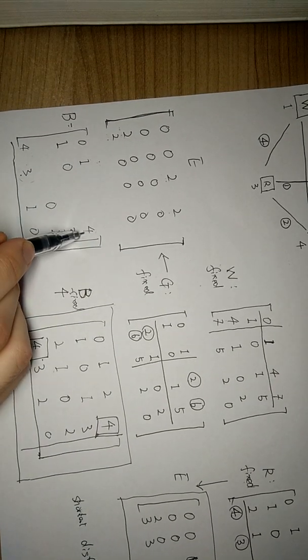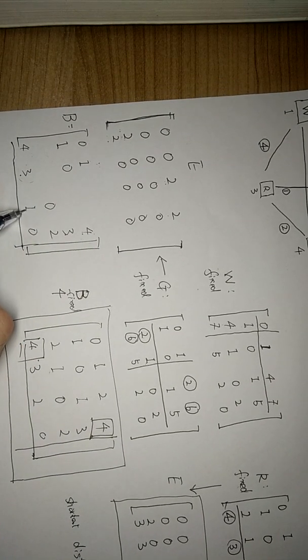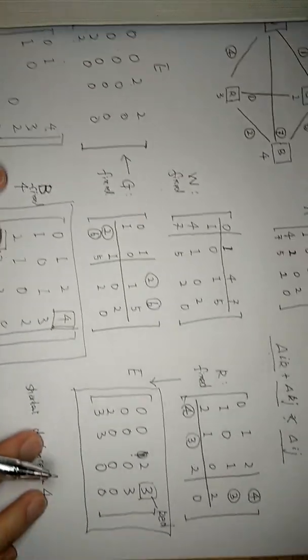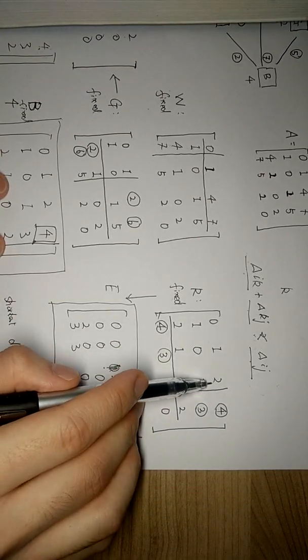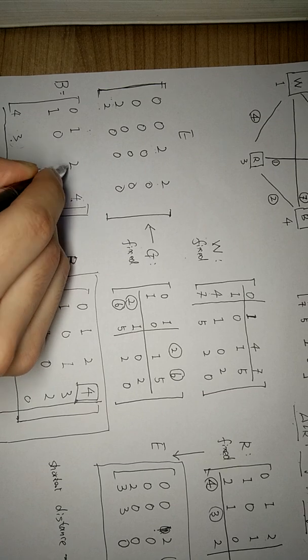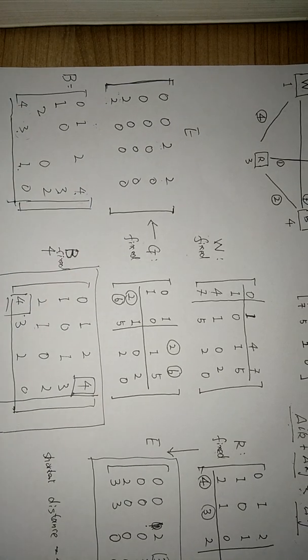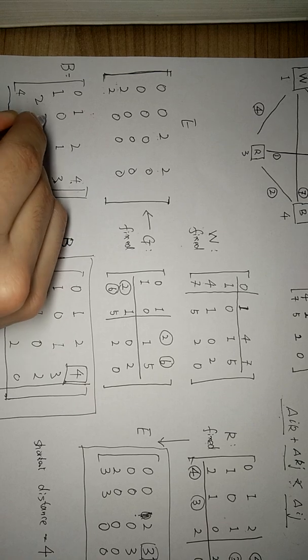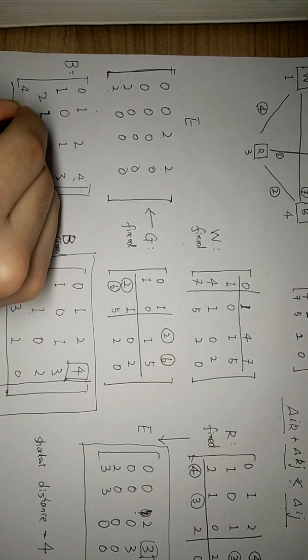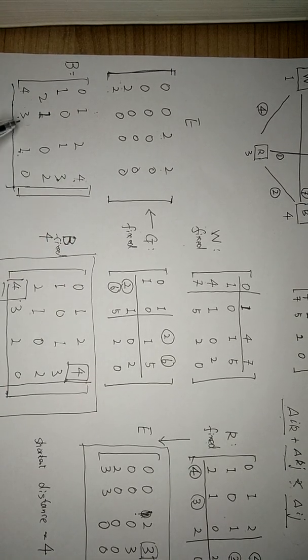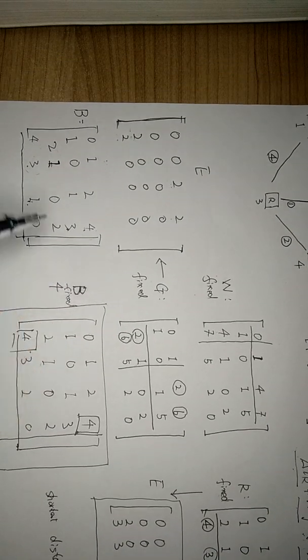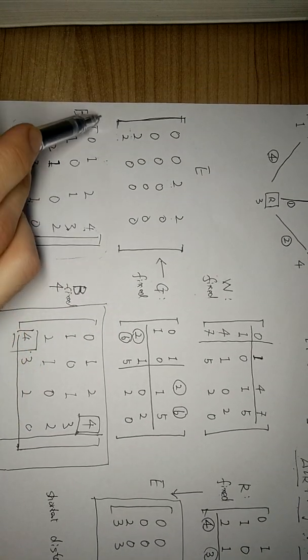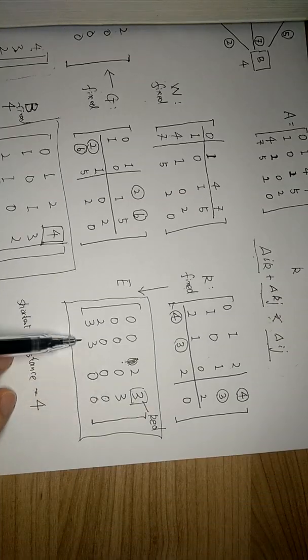And from 1 to 3 is 4 plus 1 is 5, also greater than before, 2, so it's not changed. Finally we check from 2 to 3. 3 plus 1 is 4, it's also greater than 1, so it's not changed. So it's the final matrix, and also we got the final E matrix.